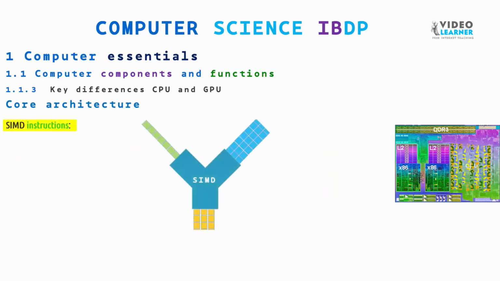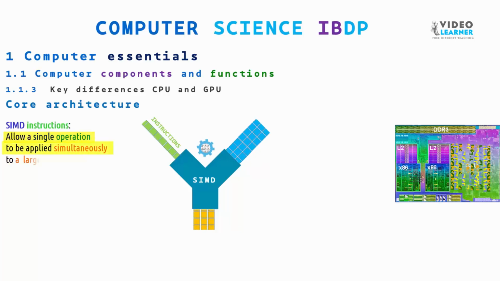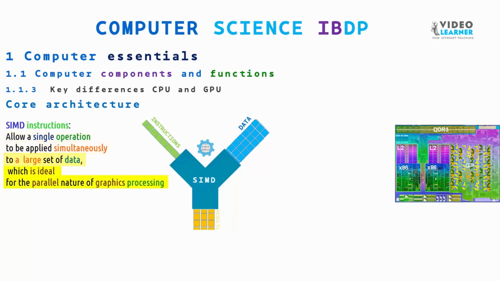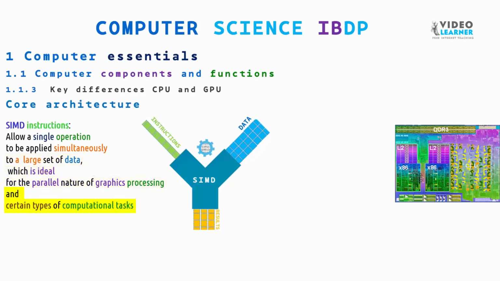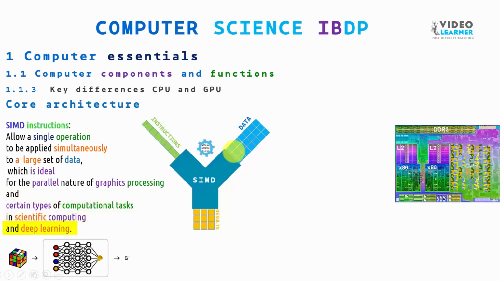SIMD instructions allow a single operation to be applied simultaneously to a large set of data, which is ideal for the parallel nature of graphics processing and certain types of computational tasks in scientific computing and deep learning. Note that an SIMD is executing the same instruction on different data across many cores.